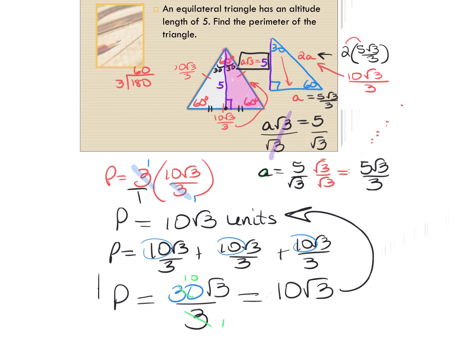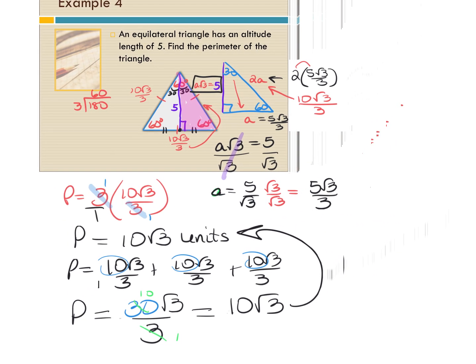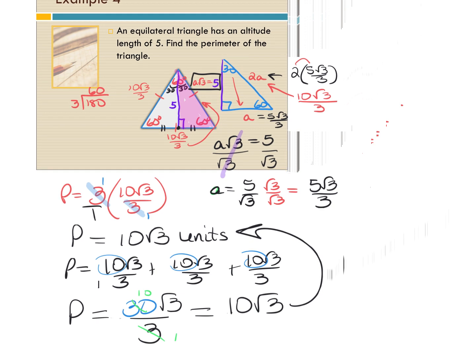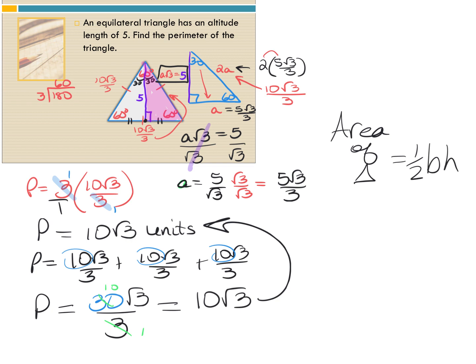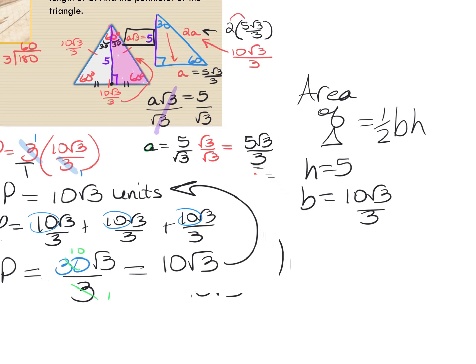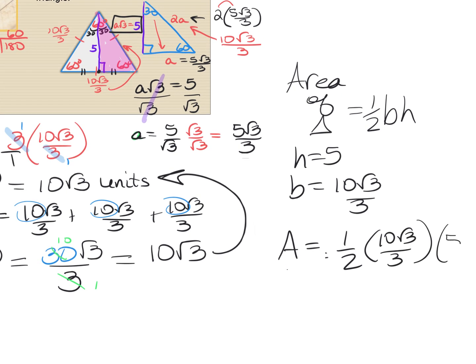I'm going to also do this same question, but find the area of it. So let's say they wanted, and it didn't ask for it, but let me just show you. So let's say they said to find the area of the triangle. So that's 1/2 base times height. So my height is 5, and I just found the base. It's the 10 square root 3 over 3. So let me plug my numbers in. So area equals 1/2 times 10 square root 3 over 3 times the height.